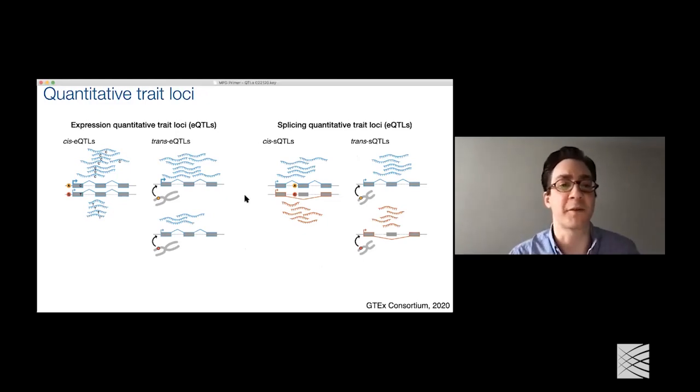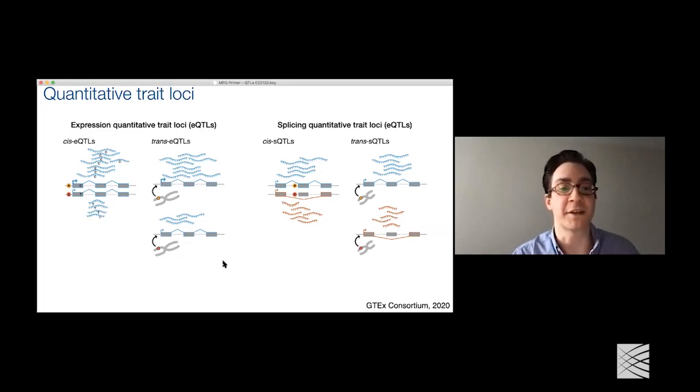Just to start with a little bit of terminology: when we try to identify local genetic regulation of gene expression, we call these cis-eQTLs. This simply means that we're looking, typically in a 1 megabase window on each side of the transcription start site of a gene, for common genetic variants that affect the expression level of a gene.